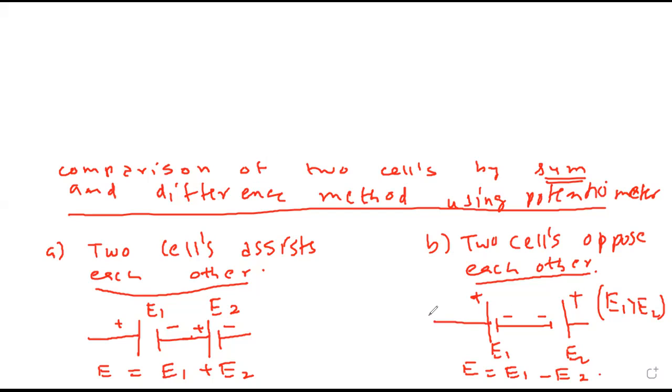Write this heading, draw this much diagram. So assist means add, oppose means subtract. Unlike terminals together, we say assist. Like terminals together, then oppose.